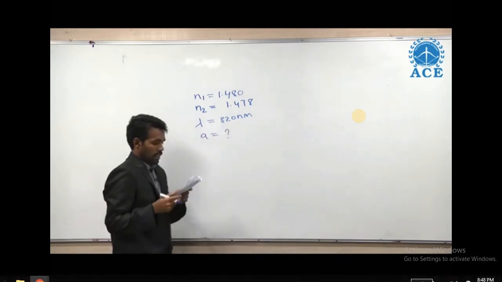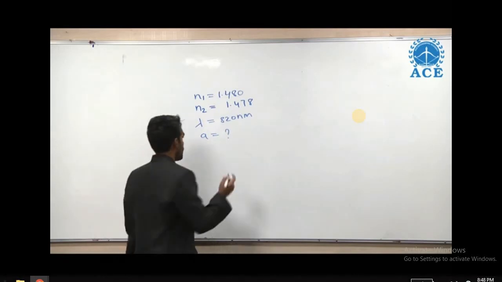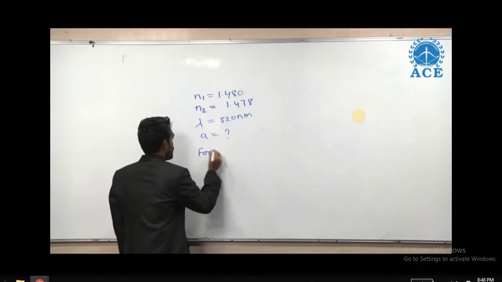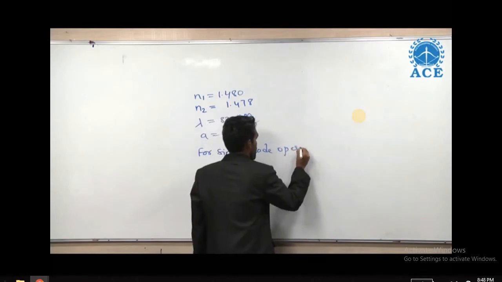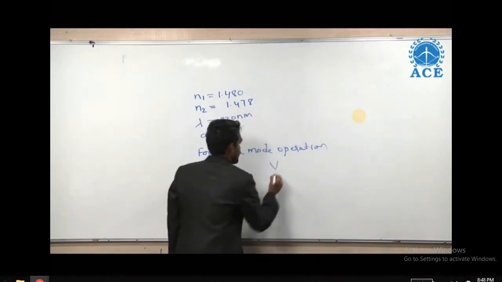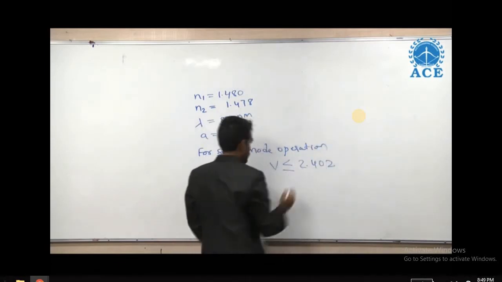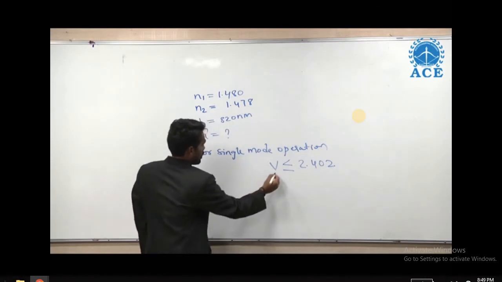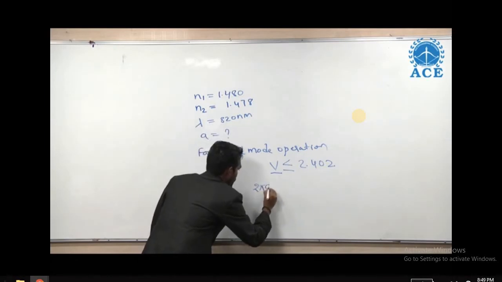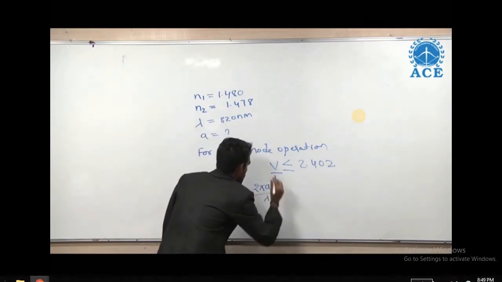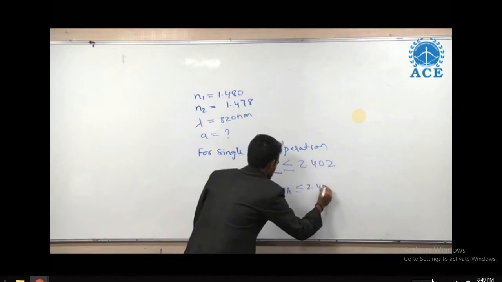So here it is clearly mentioned single mode operation. For single mode operation, the normalized frequency V is less than 2.402. We know the normalized frequency formula is 2 pi a by lambda into numerical aperture, which should be less than or equal to 2.402.